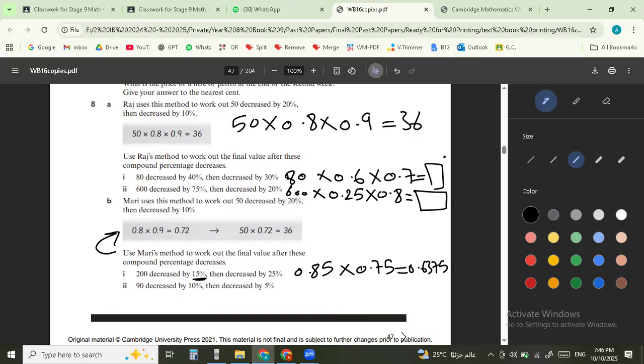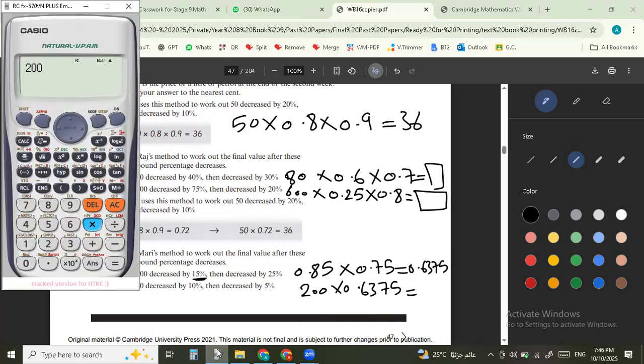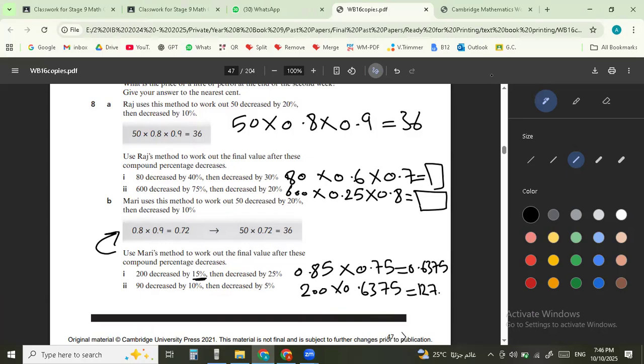So I take the amount that she wants to decrease twice, which is 200. You multiply it by 0.6375, which is going to give you exactly 200 times 0.6375 equals 127.5. 127.5. You do the same thing exactly over here.